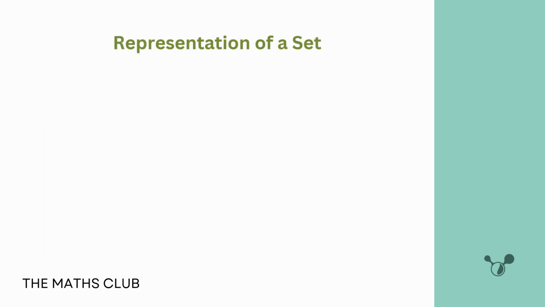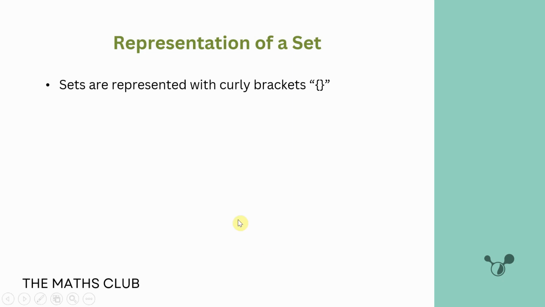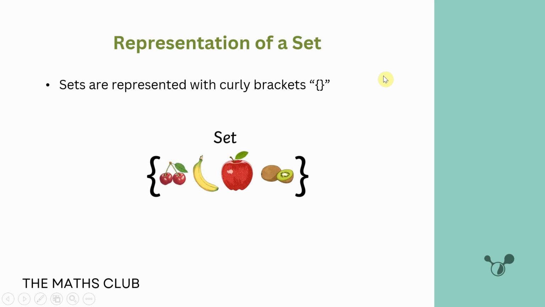So how do you represent sets? In mathematics, sets are represented with curly brackets. So you see these opening curly brackets, these closing curly brackets. When you see this, you know they are talking about a set. So this is an example, a set of fruits, basically. You see the apple, the banana, a bigger apple, and probably this is guava or something, and you can see all of them are inside curly brackets.